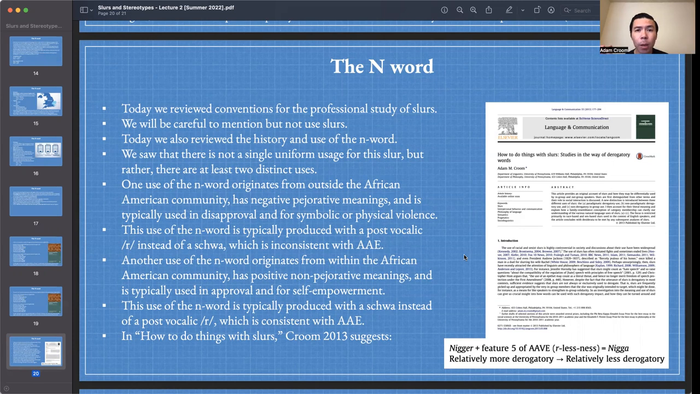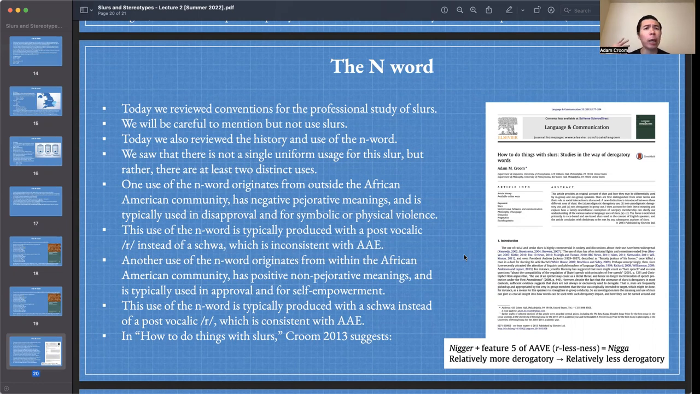When we're writing research papers and publications, especially focusing on the semantics or history of these different words, we want to make sure that we write the full words out, at least once, so that we can capture any important differences, like the difference between the N-word with an R or the N-word with an A, for example. We want to be careful to mention, but not to use slurs.